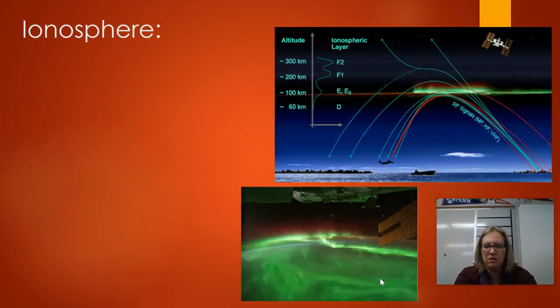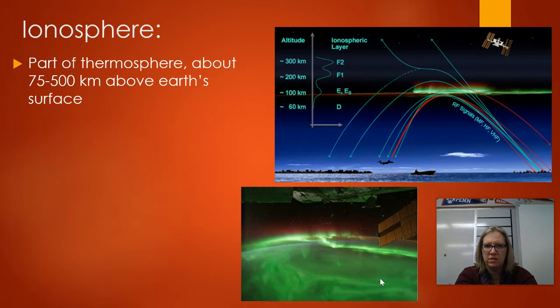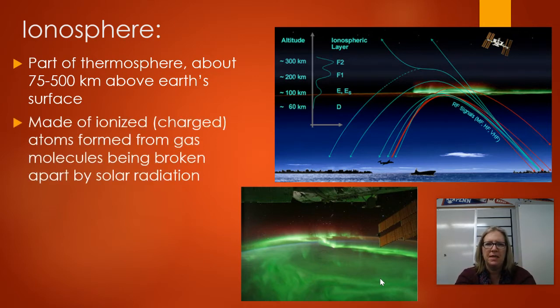Another section of the atmosphere that we did not talk about before is the ionosphere. Okay, and this is kind of part of the thermosphere. It's up there with the exosphere and everything. Very, very high outer edge of the atmosphere. And it's got these ionized particles in it. An ionized atom is basically a charged atom, okay, positive or negative. And they form from the gas molecules being split apart from solar radiation.